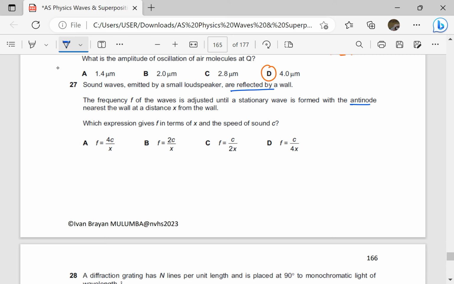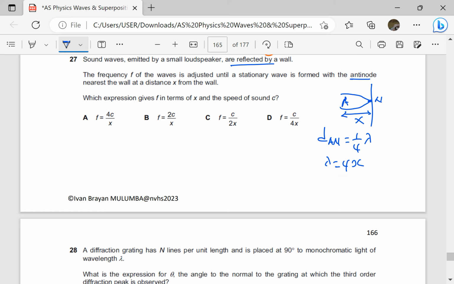The antinode nearest the wall is at distance x from the wall. We expect at the wall to find a node. So this is what is happening. The antinode nearest, if there is an antinode here, it is at a distance x from the wall. And at the wall we expect a node. Distance between an antinode and the next node is going to be a quarter of wavelength. So wavelength is going to be 4 times x, because distance between the antinode and the node we expect at the wall is x. So this wavelength is 4x.